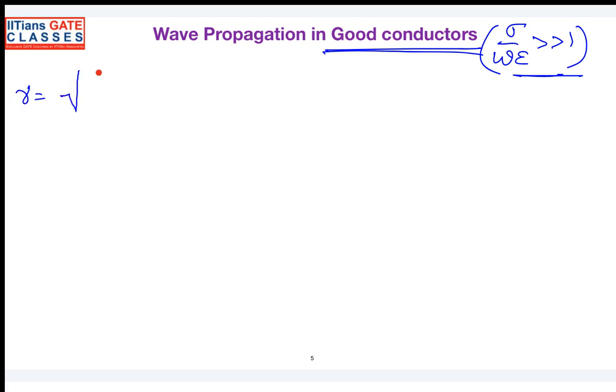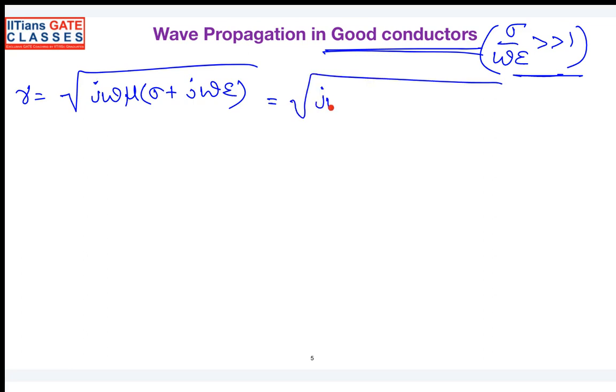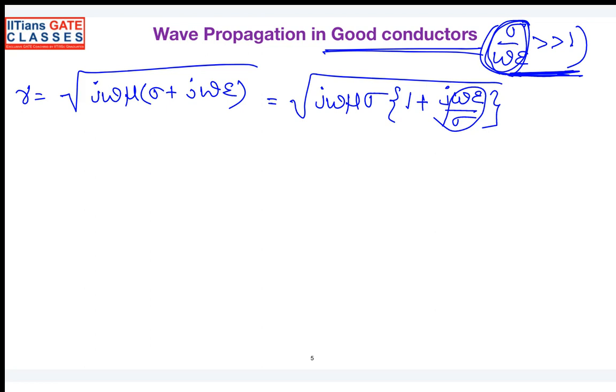So as usual you have root over j omega mu into (sigma plus j omega epsilon). So take sigma common from the first term. When you take sigma common, the term will be 1 plus j omega epsilon divided by sigma. Since your loss tangent is much higher than 1, your sigma by omega epsilon is very high, so the reciprocal can be neglected. Let us say sigma by omega epsilon is going to infinity. The reciprocal of infinity can be approximated to 0. So the second term I can neglect in a good conductor.